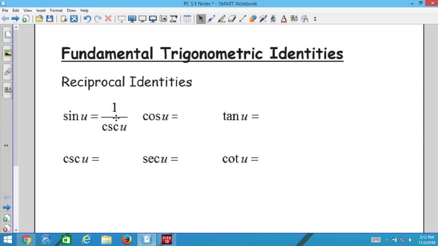So there are 6 of them sitting there. Can you fill out the other 5 from what we've already learned? There are 6 of them on your paper. Can you fill out the other 5?